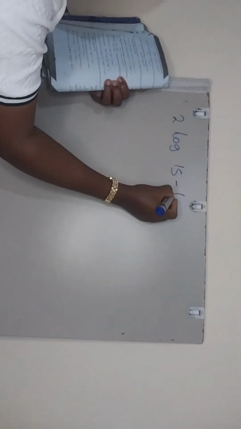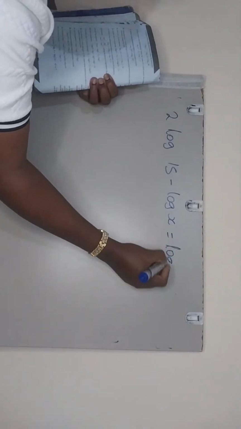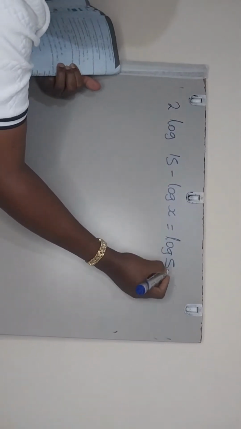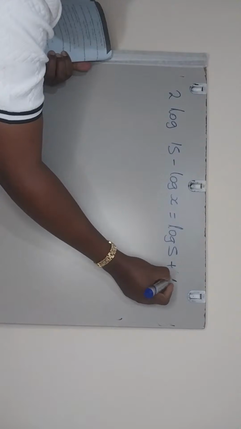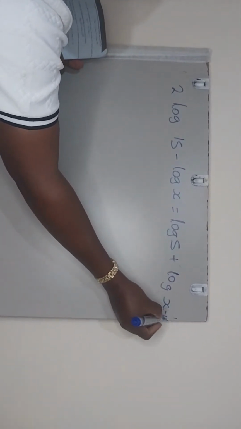So, 2013 gave us this: 2 log 15 minus log x gives us log 5 plus log(x minus 4).